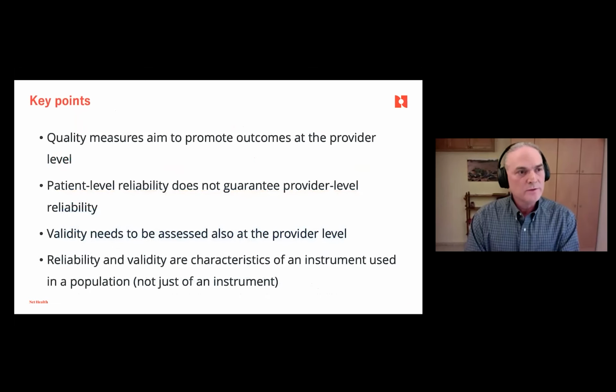Just some keynotes to finalize this. I think the main point that I want to emphasize from this list, and you can read through this list, is the second one. Patient-level reliability does not guarantee provider-level reliability. Both need to be assessed, and the same holds for validity.